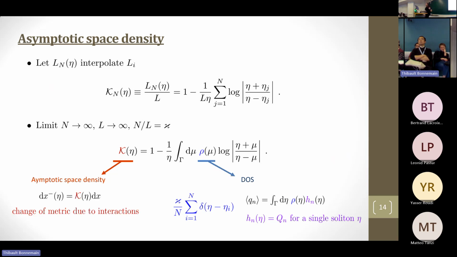Also, for a homogeneous gas, this asymptotic space density has a natural interpretation in terms of a change of metric. It relates the asymptotic space to the real space through this scattering shift that dilutes the size of the interval the solitons can be in. So this density of states is the data I will be using to characterize my soliton gas from now on.